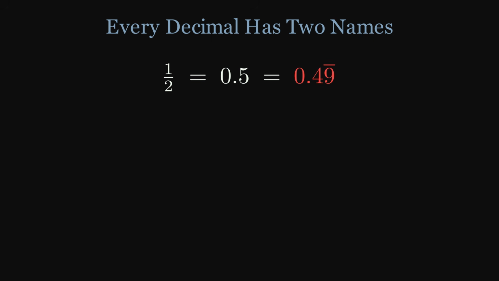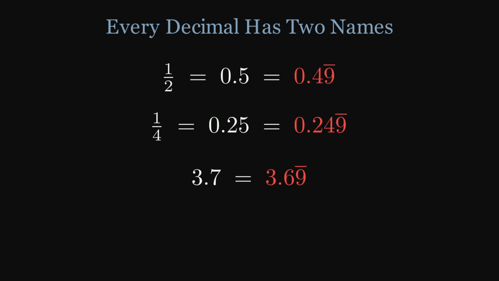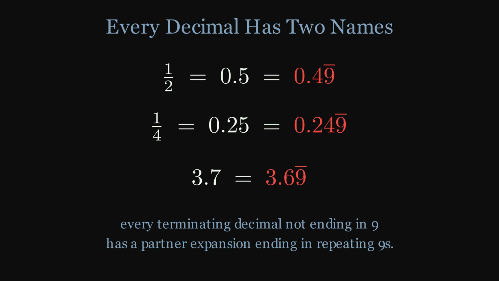Take 0.25, the standard decimal for 1/4. It is also equal to 0.249 repeating, two notations, one number. Take 3.7, it is also equal to 3.69 repeating. Every finite decimal expansion that ends in any digit other than 9 has a partner expansion that ends in repeating 9s. Both expansions refer to the same real number. There is no other way for it to be.